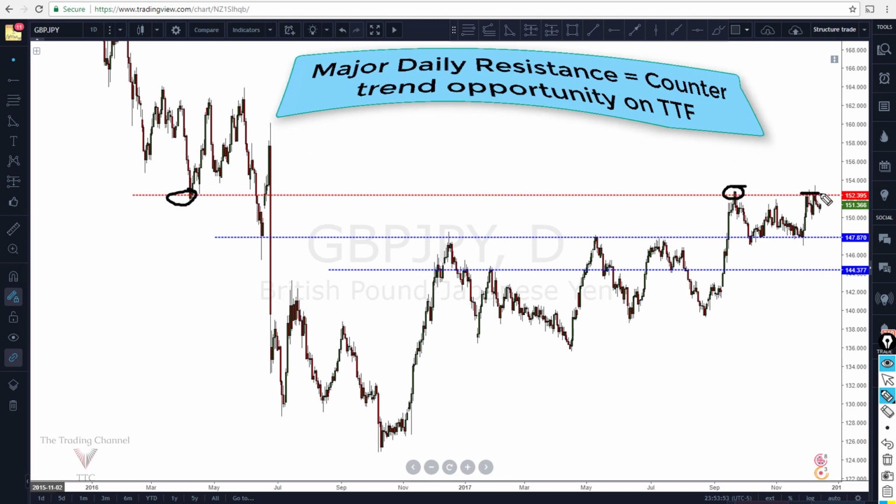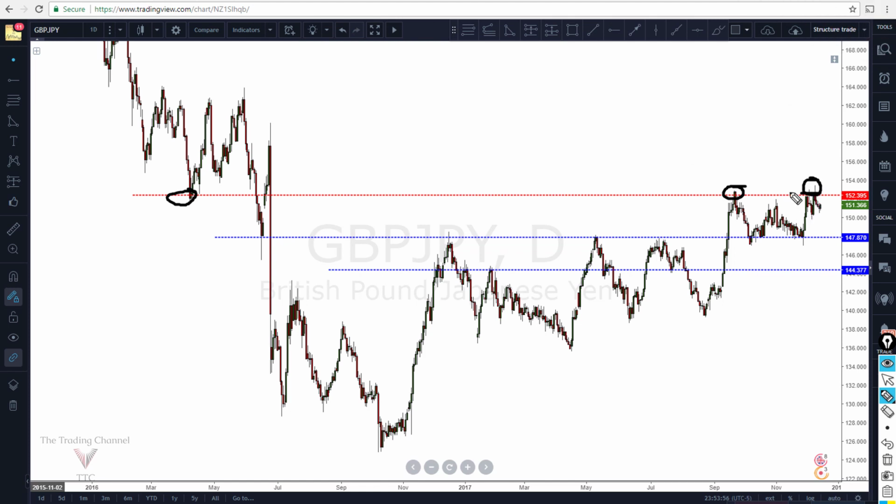Now we're up here testing this level once more here on the pound yen, so it's definitely a place I'll be paying attention to for trading opportunities. Now I know that we just talked about this market as being in an uptrend, but as you can see, we're starting to create a period of consolidation.